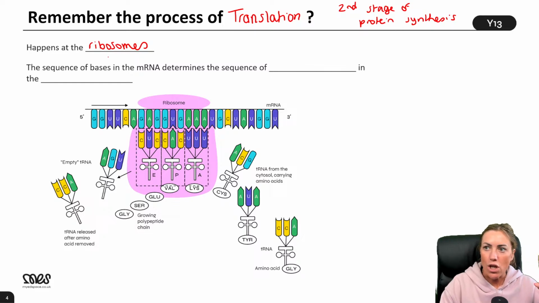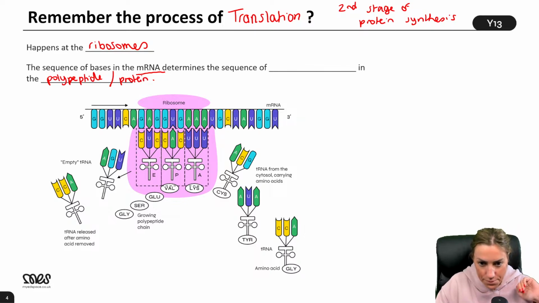Now, the whole point of translation is to actually make the polypeptide or the protein chain, yeah? So now we're going to say the sequence of bases in the mRNA, which goes to the ribosome, determines the sequence of what in the polypeptide. Or we could say protein probably there. Get away with it. Well done. Good work, Grace, J, Swaro. Amino acids, okay?